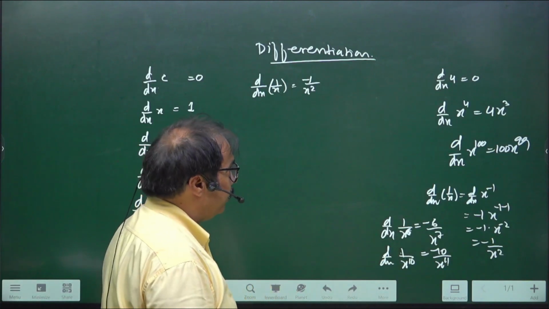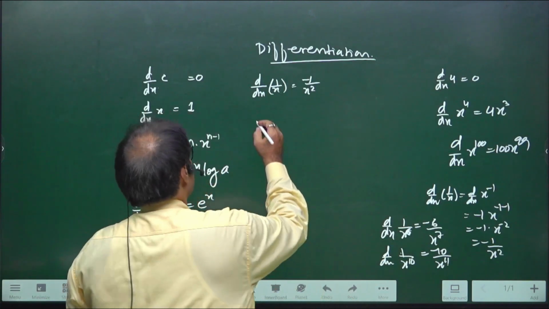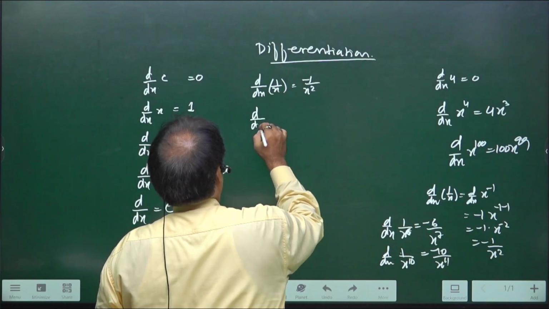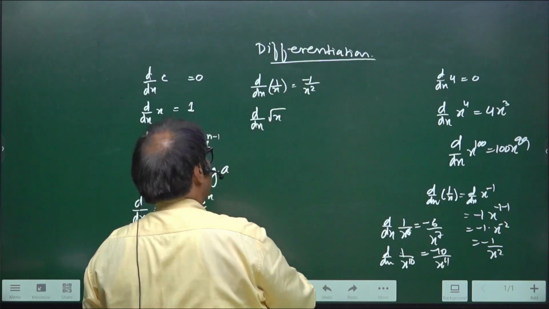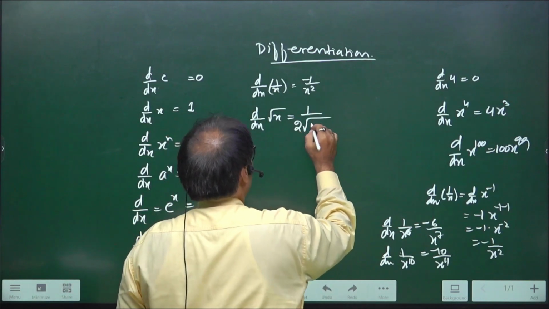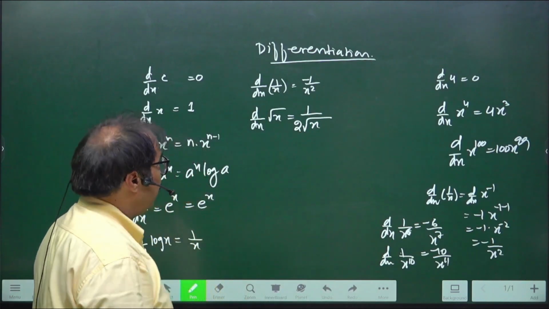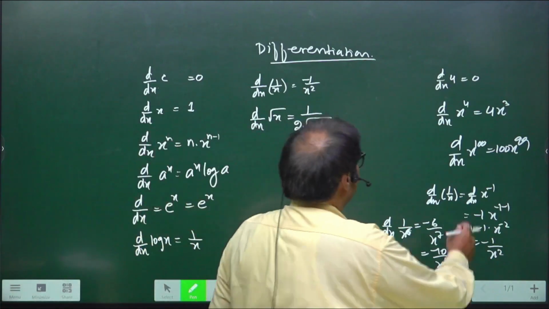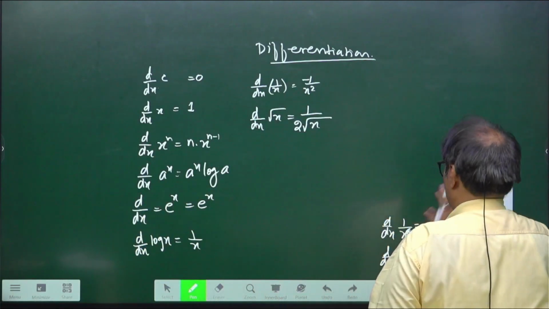Right? Got it? Now similarly, in the case of d by dx of root x, in the case of a root, I will write 1 upon twice of root x. Now see again how it is coming twice of root x.